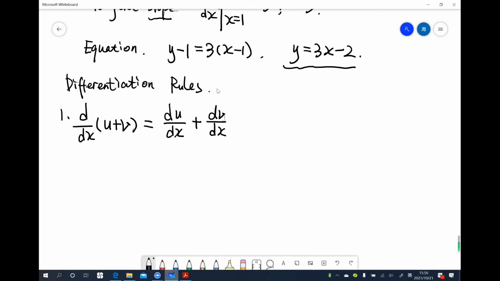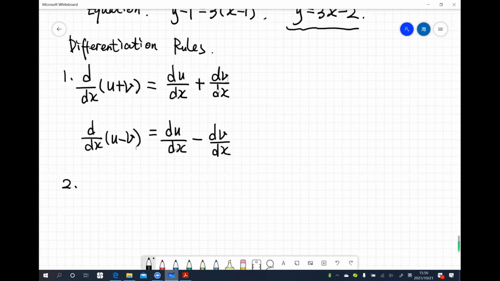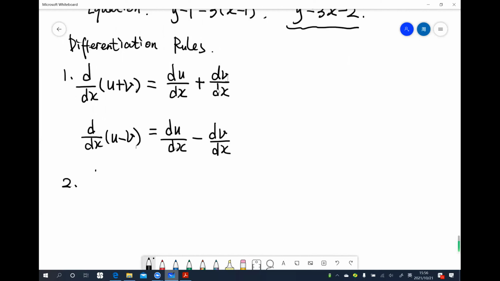Also here, the difference rule. That means d(u minus v) by dx equals du divided by dx minus dv divided by dx. Yeah. So this is the difference rule. And then the second, we call it the product rule. The product rule. That means I want to.